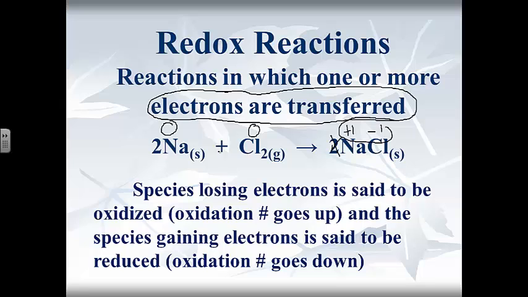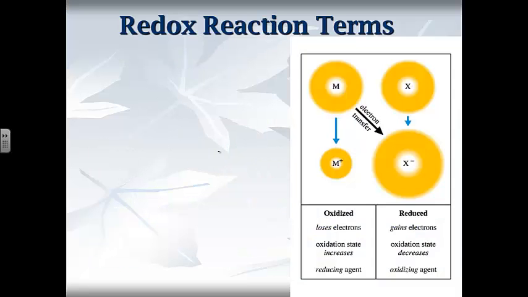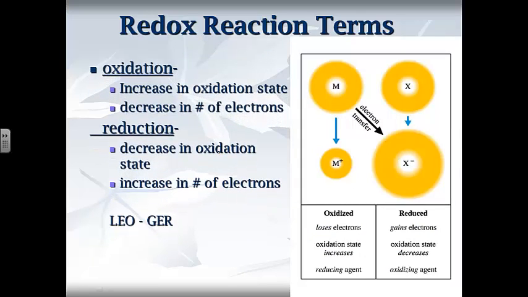Now the species losing electrons is said to be oxidized. The oxidation number goes up. The species gaining electrons is said to be reduced because the oxidation number goes down. So if you look at sodium, sodium is going to go from 0 to plus 1, so it is oxidized. And the chlorine is going to go from 0 to minus 1, so it is going to be reduced.